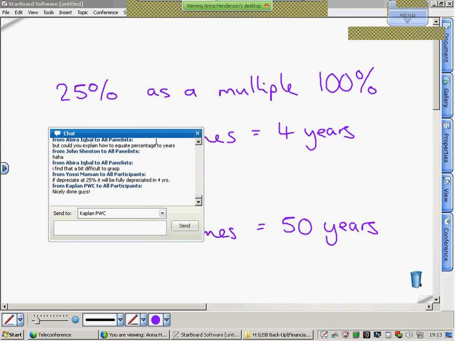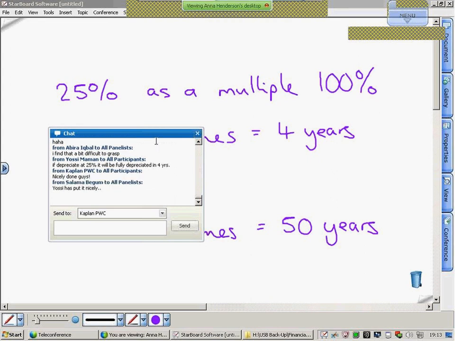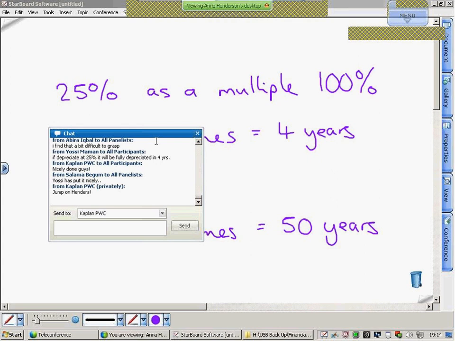I'm going to move on. Yes, exactly. So at 20%, you're fully depreciated in 5 years. And I'm being told I've got to move on.